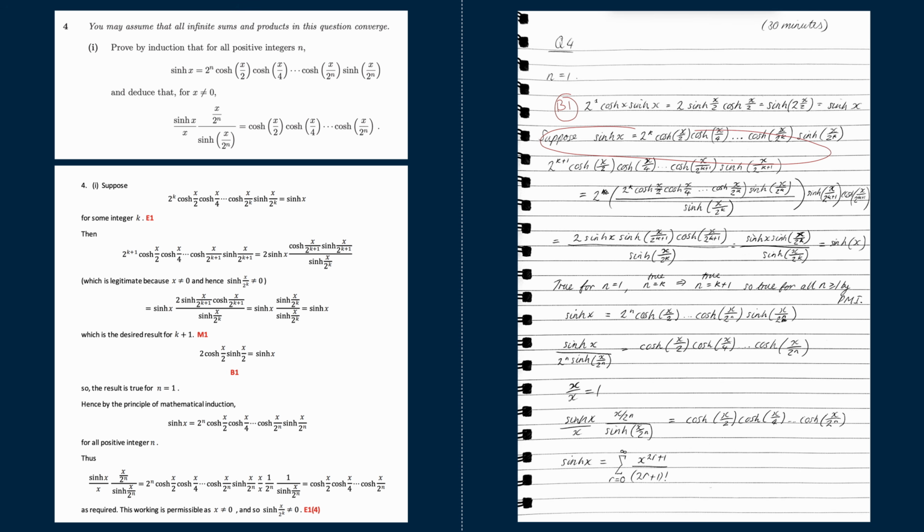Next, the student very nicely makes the statement of the inductive hypothesis. They're supposing that the result holds for n equals k, so we definitely get that E explanation mark, the first one on the paper.